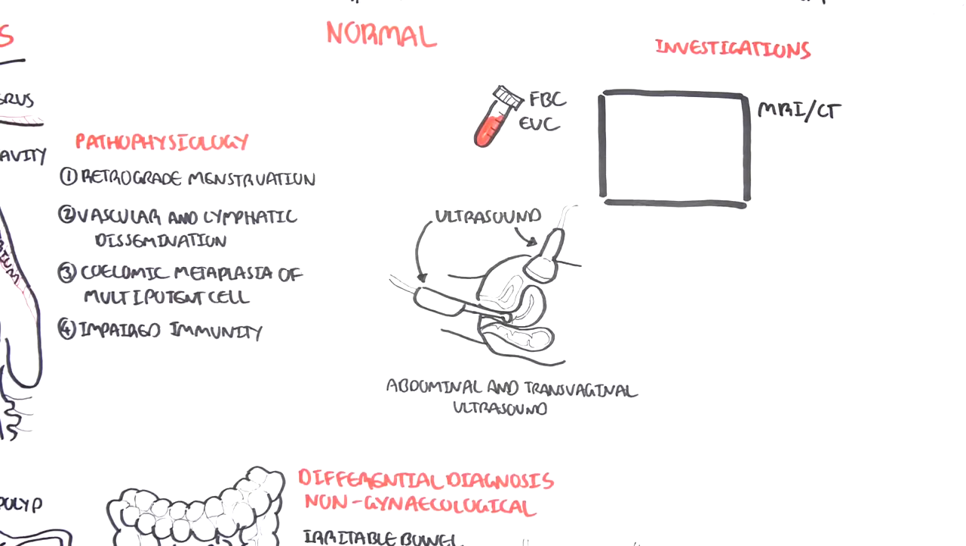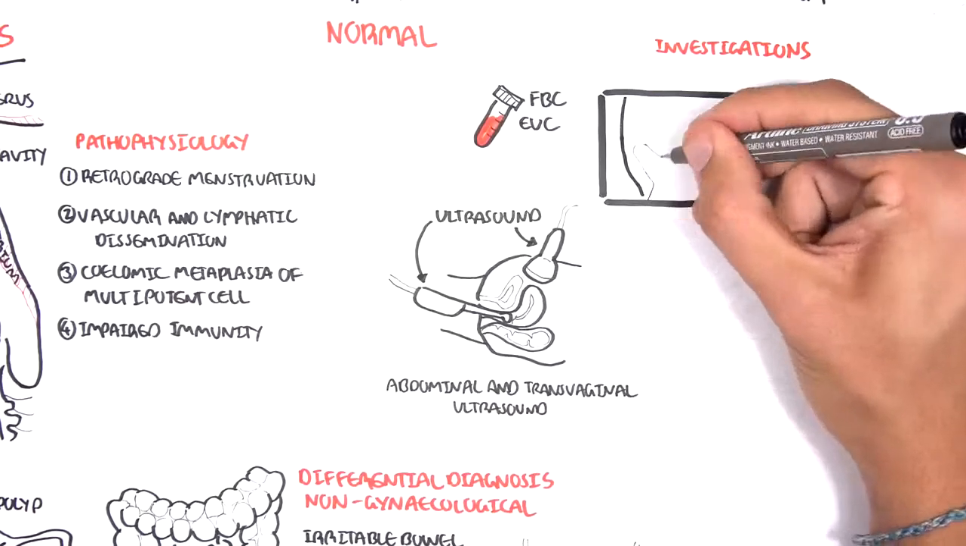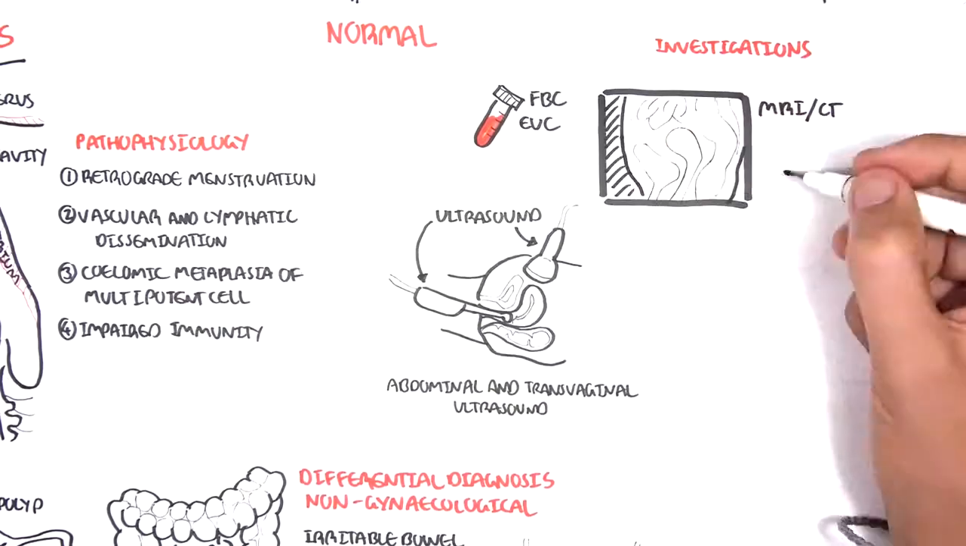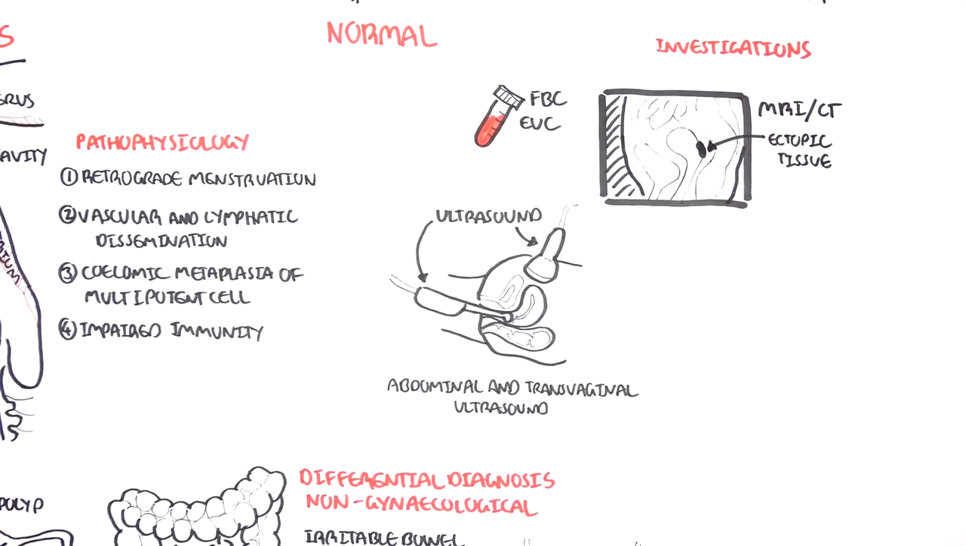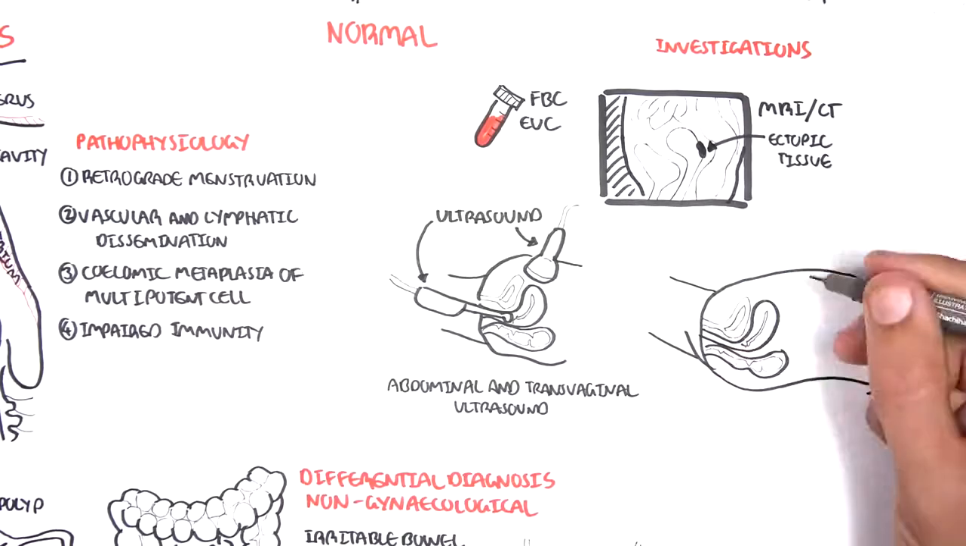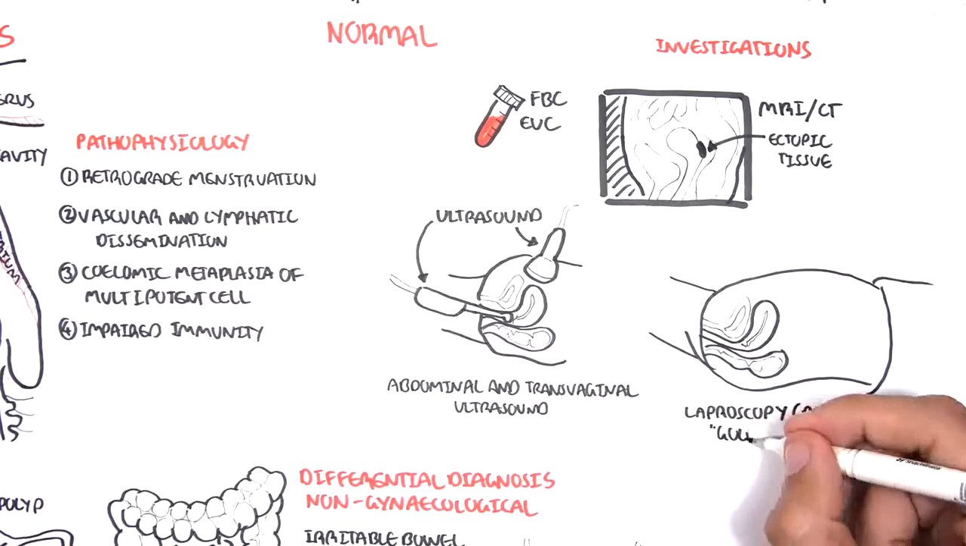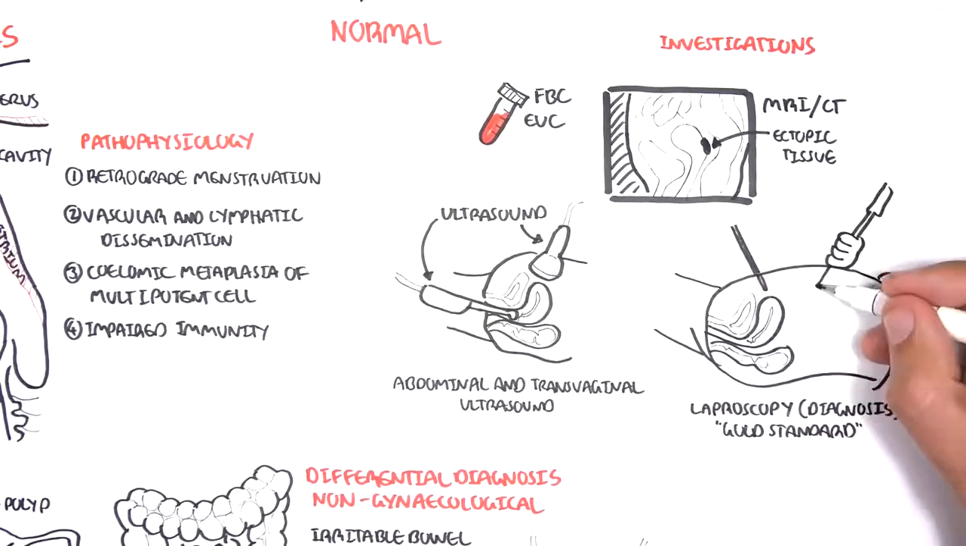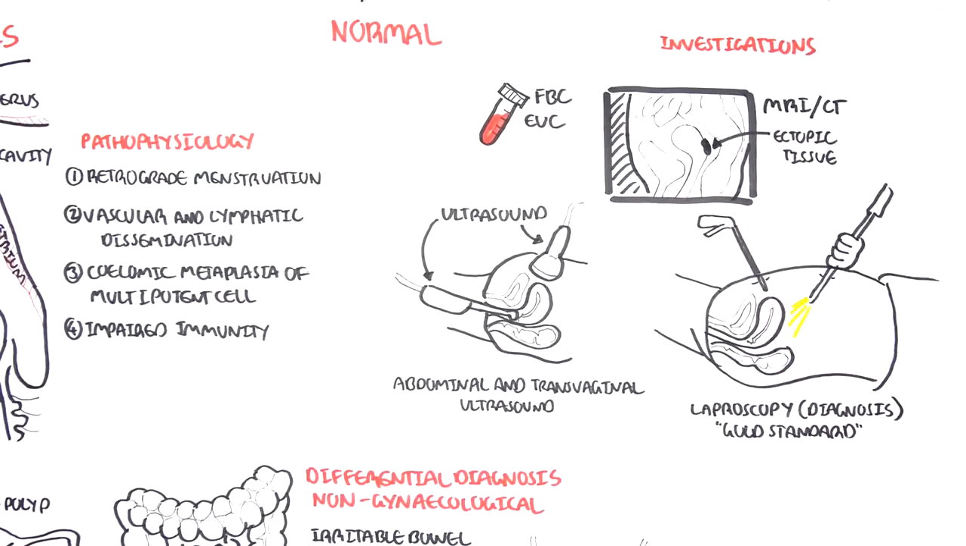Imaging such as an MRI or CT scan can often help detect abnormalities around the area, and can sometimes detect ectopic endometrial tissues. Finally, there's a laparoscopy, which is actually used to diagnose endometriosis and is the gold standard. Laparoscopies are done under general anesthetic.